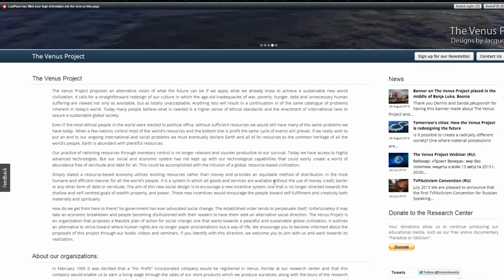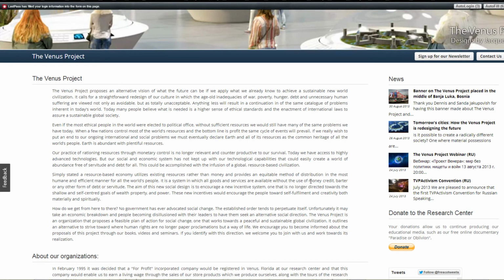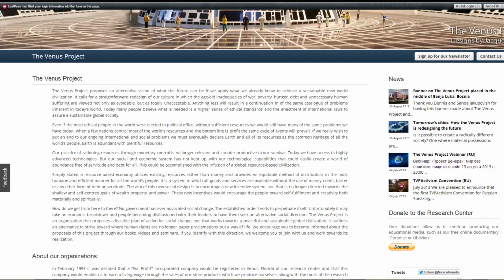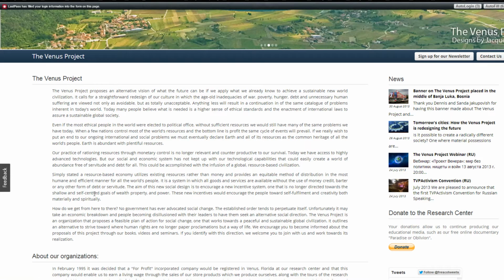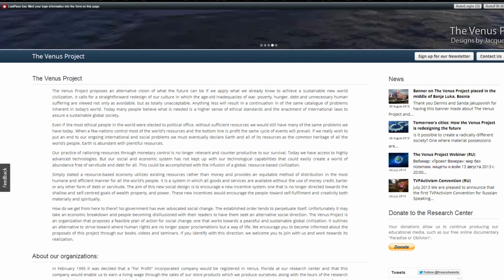Alright, "good services are available without the use of money, credit," and as you can see there's no S here, so that's how it should have been on the other page. But money needs a comma after it. Money, comma, credit, comma, barter, or any other form of, yep. Next sentence, self-centered goals of wealth, comma, property, no comma, and power.